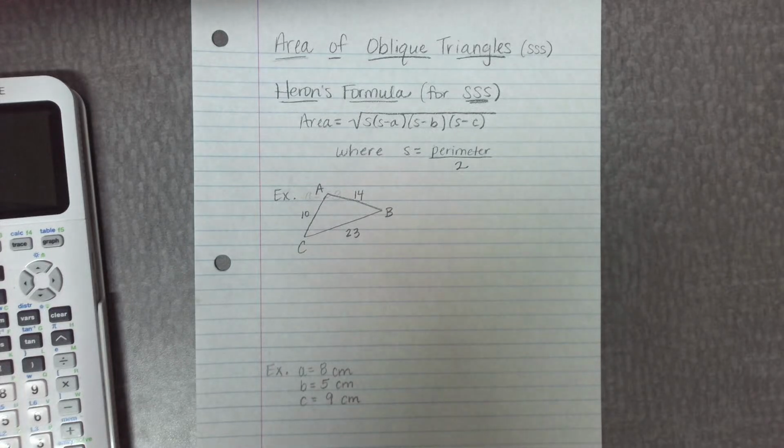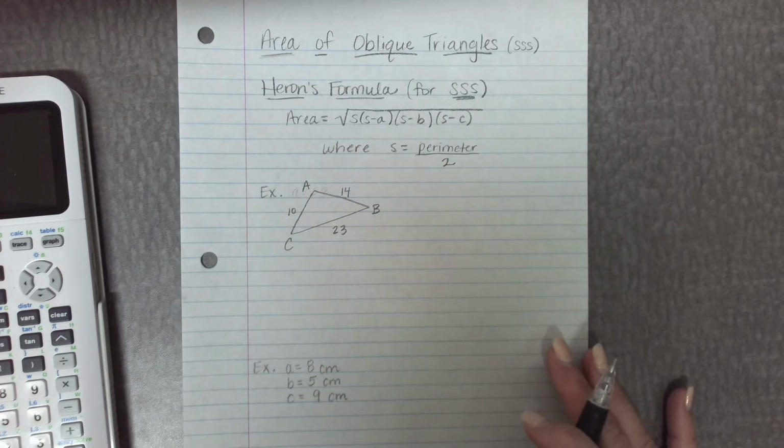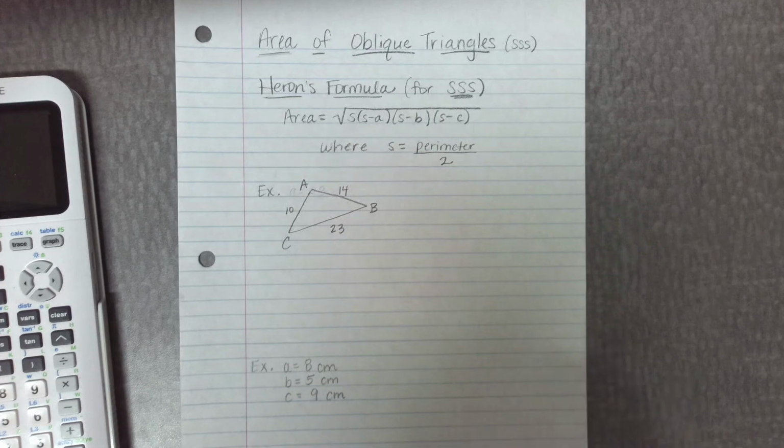In this video, we're going to look at how you can find the area of an oblique triangle. So typically when you find the area of a triangle, you use the formula 1/2 base times height, but you have to have an altitude or a height to be able to do that. With these oblique triangles, you're normally not given a height. So we use something called Heron's formula if you're given a side-side-side triangle.